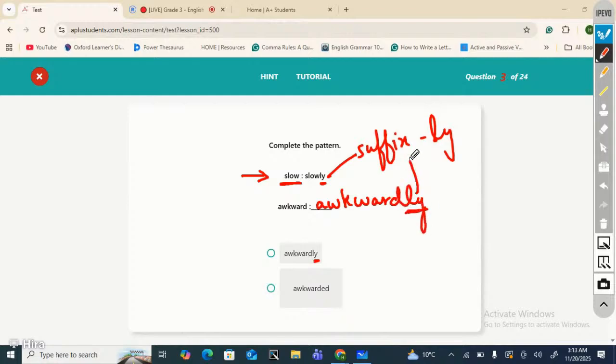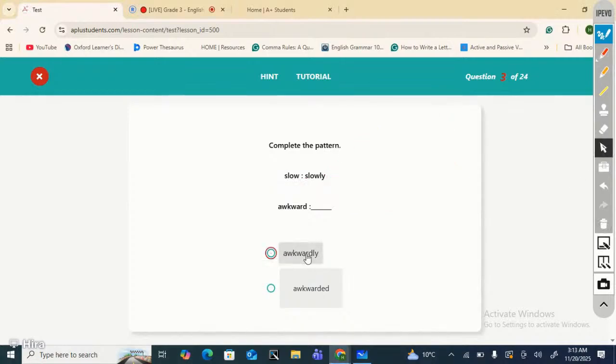This one shares the suffix, and it acts the same way slowly acts in a sentence. Someone who is awkward acts awkwardly. Someone who's slow acts slowly. So you can figure out the meaning as well. It can help you figure out the meaning of the word as well. So option one is correct.